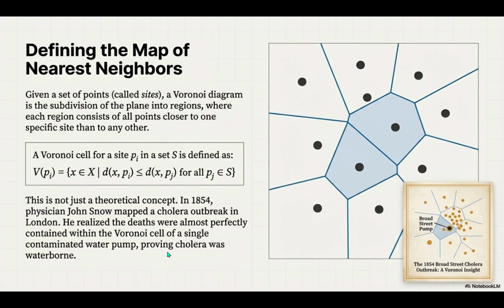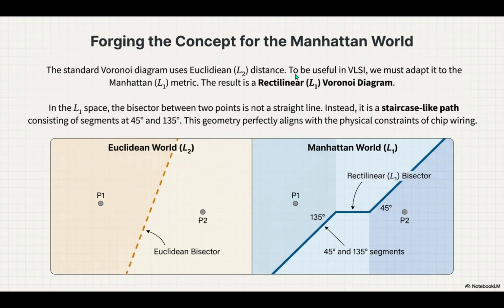Okay, that's a brilliant insight, but we immediately run into our old problem again. The standard Voronoi diagram, like the John Snow map, uses that as-the-crow-flies Euclidean distance. Right. And if we use that, we're right back to ignoring the physical grid of the chip. The math and the reality are out of sync again. So you have to adapt the tool. You have to make the tool speak the language of the chip. And that gives us the rectilinear Voronoi diagram, sometimes called the L1 Voronoi diagram. The same principle, different ruler. Exactly. It still partitions space based on the closest site, but it defines closest using the Manhattan distance metric.